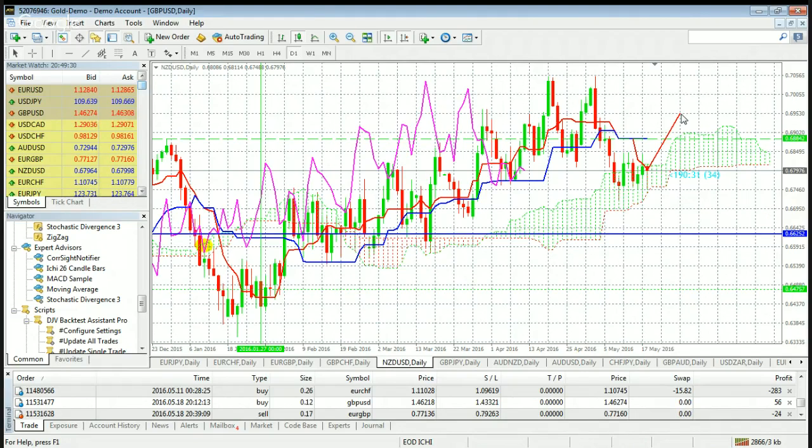Okay, where would the Chiku be? Okay, would we get a Tenkan Kijun Sen cross probably happening? Will we be able to take the Kijun break if it goes up from here? Those type of things.